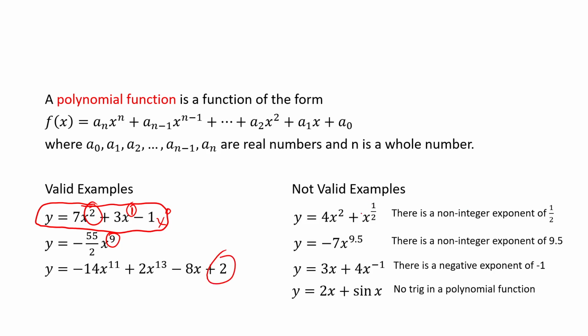Non-valid examples include y equals 4x squared plus x to the 1/2. We cannot have non-integer exponents in a polynomial function. Or negative 7x to the 9.5. Again, we cannot have non-integer exponents. How about 3x plus 4x to the negative 1? Well, there's a negative exponent there. We cannot have that. And we certainly cannot have a term like sine x in a polynomial function.